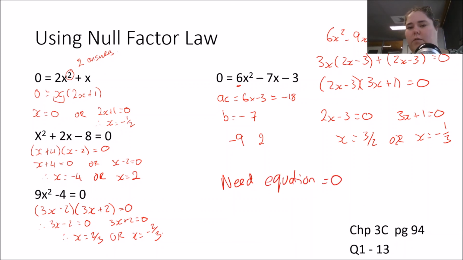So first step, we need the equation to equal 0. So if he's not equal 0, make him equal 0. Then factorize. And then solve using the null factor law.